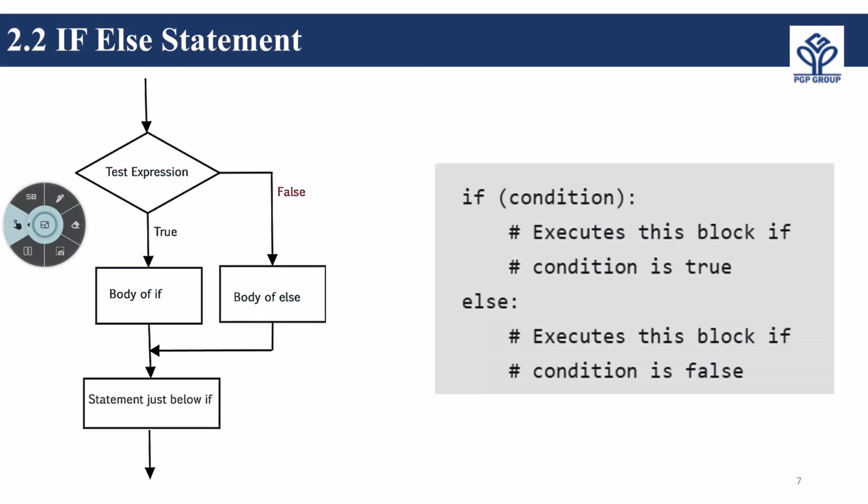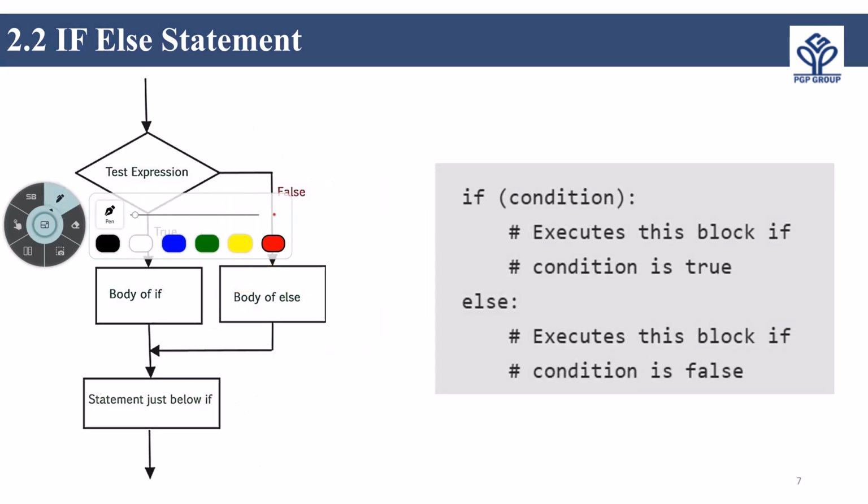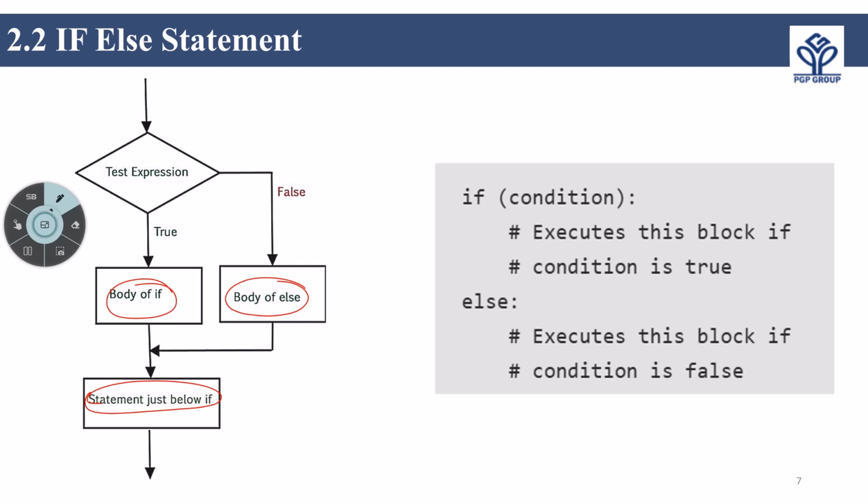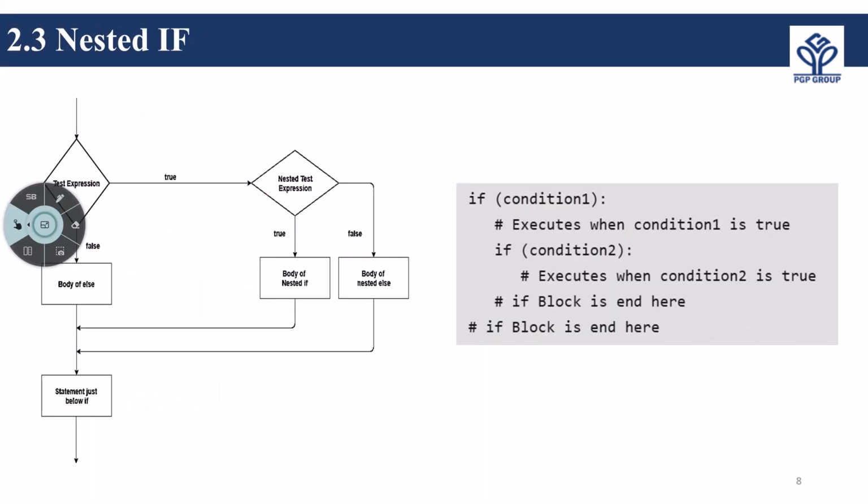Okay, but in this one, if the condition is true, one body of statements is printed. If the condition is false, the other body of statements is printed. After that, the statement just below the if is printed. Clear? Okay, see our syntax. If the condition is true, execute this if block. Else, when the condition is false, execute this else block of statements. Clear?